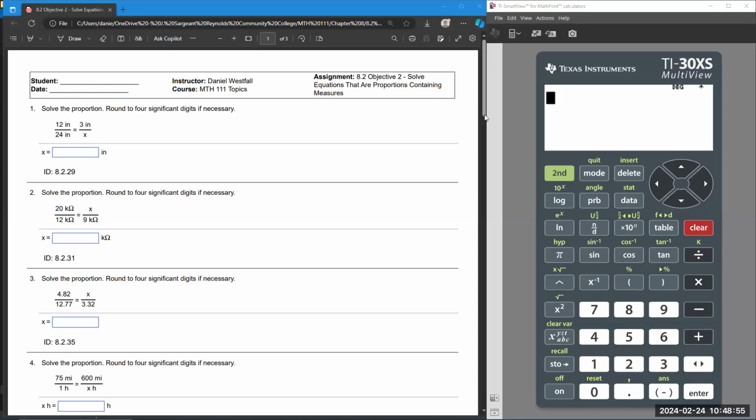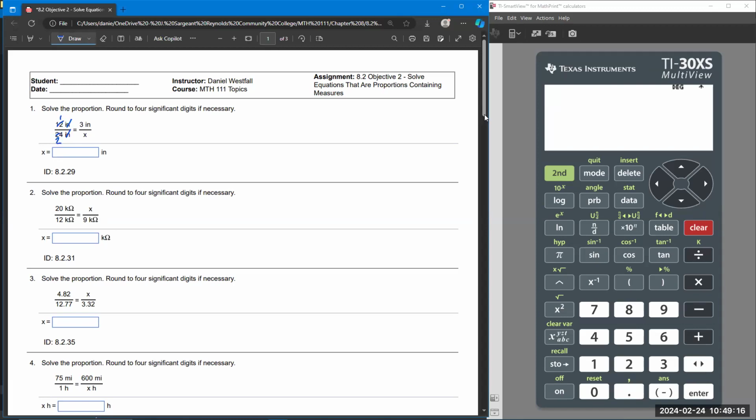In this video, we're going to talk about 8.2, Objective 2. We're going to solve equations that are proportions that are containing measures. So this is one of the ways that we can solve unit conversion problems, and it's important to know that the units get treated like a common factor, that if we have common units, they're going to cancel.